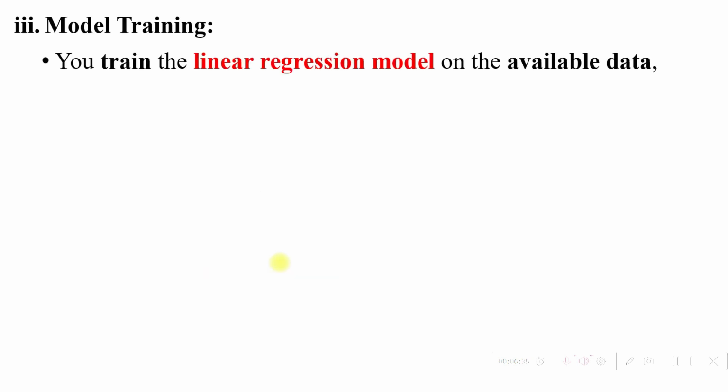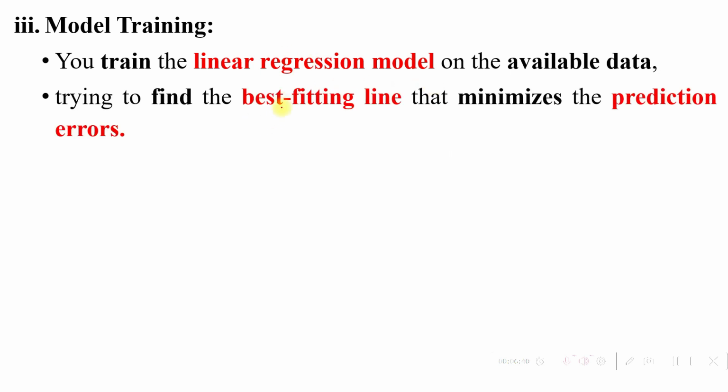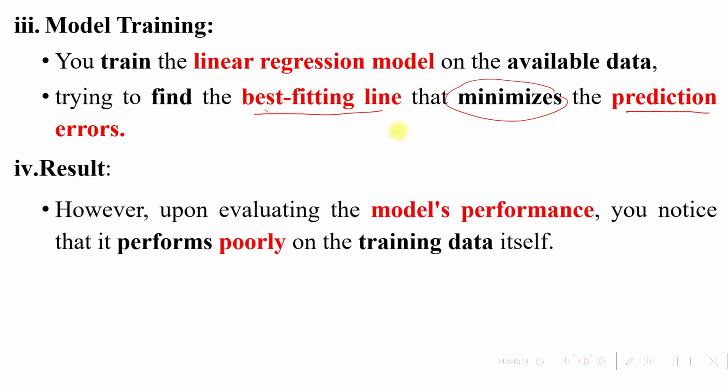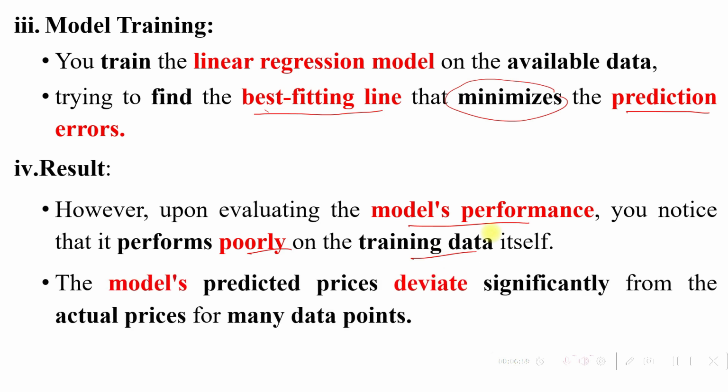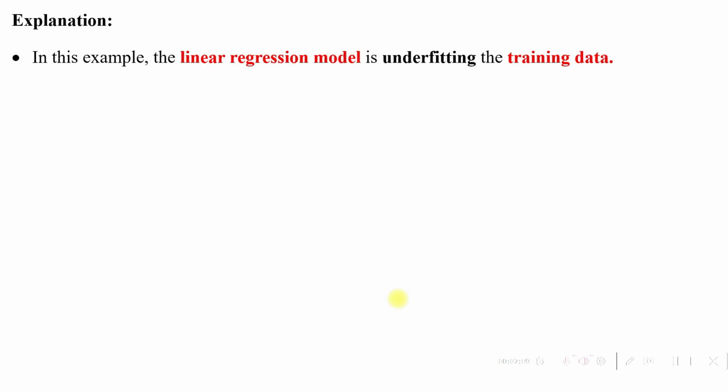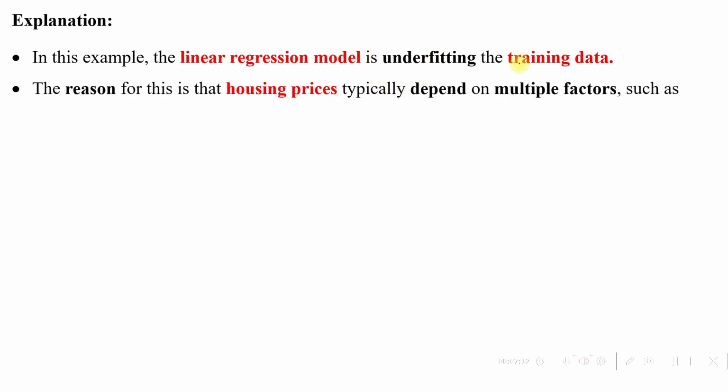For model selection, you decide to use a simple linear regression model to predict the house price, since it's a straightforward and interpretable method. For model training, you train a linear regression model on the available data, trying to find the best fitting line that minimizes the prediction errors. Our aim is to minimize the prediction errors. Upon evaluating the model's performance, it performs poorly on the training data itself. Why? The model's predicted prices deviate significantly from the actual prices for many data points. So in this example, the linear regression model is underfitting the training data.